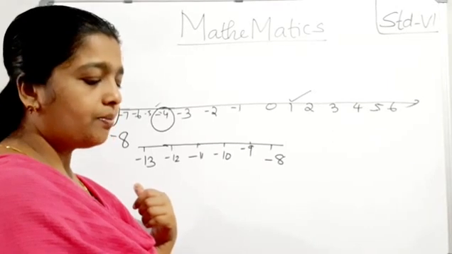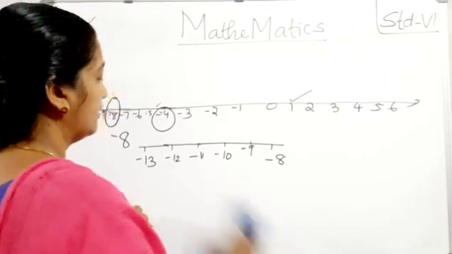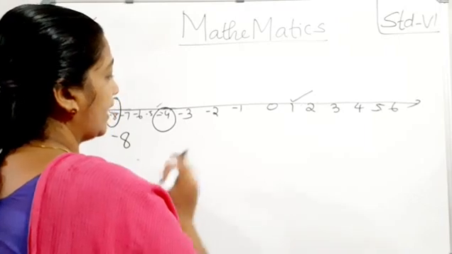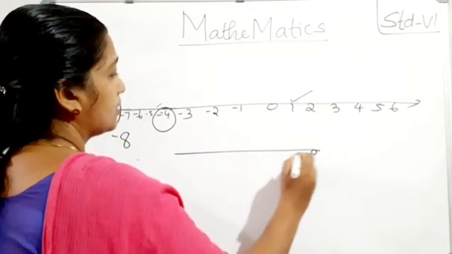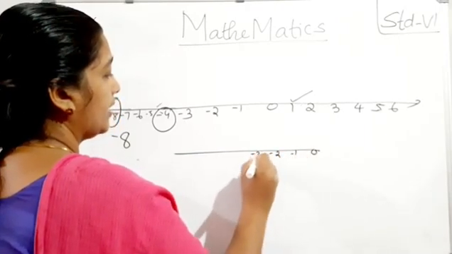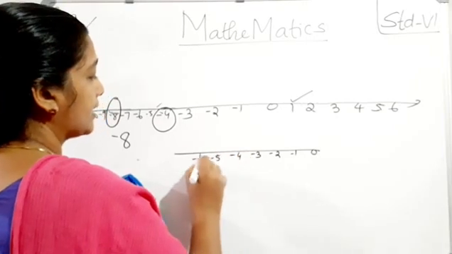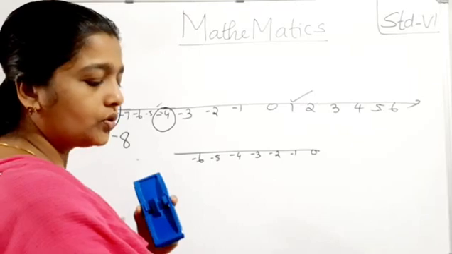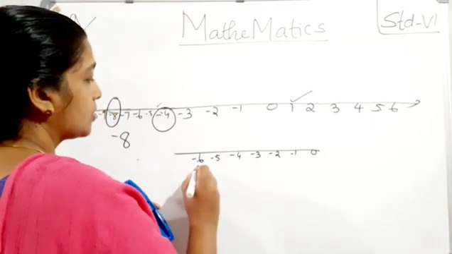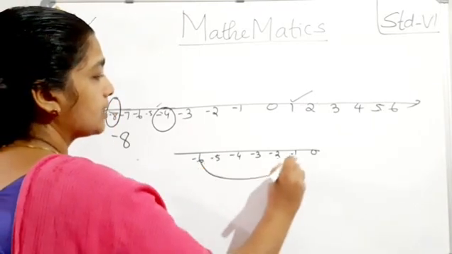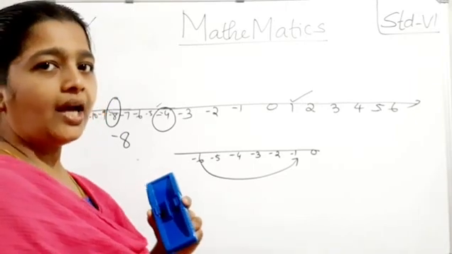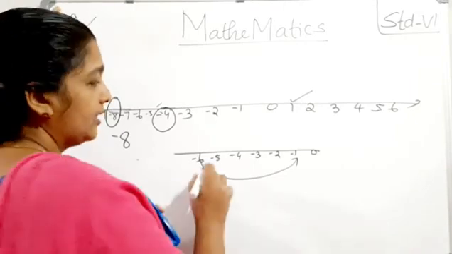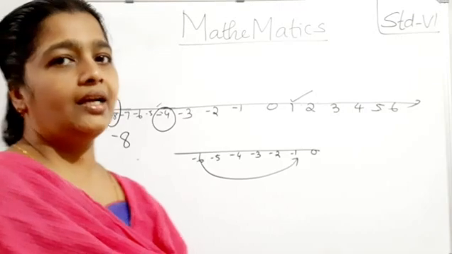Last question. If we are at minus 6 on the number line, which direction do we move to reach minus 1? Minus 6 to minus 1. Which direction? To the right. Understand? This direction, to the right.